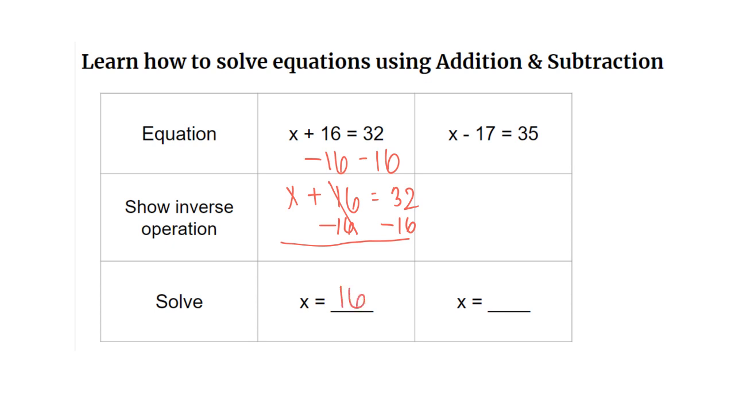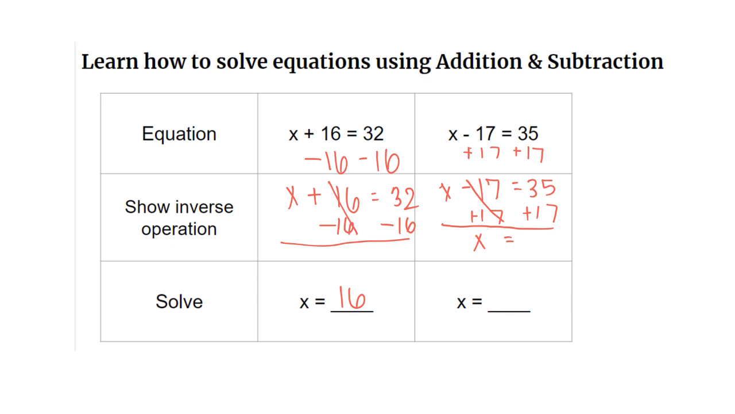The second one, I have x minus 17 is equal to 35. So to show the inverse operation, I need to show the opposite of minus 17. That's what I want to get rid of to get x by itself. To show the opposite of minus 17, I will need to show plus 17 on both sides. When I do a plus 17 to a negative 17, those cancel out and give me 0. So all that's left is x here.